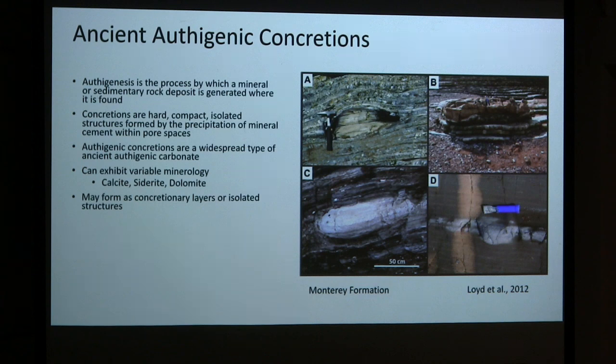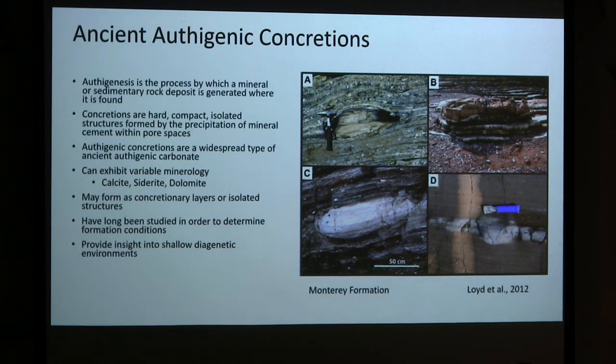They can form as concretionary layers. So we've got a layer here. Or as isolated structures, and the isolated structures themselves are what we call concretions. These are from the Monterey Formation. They've been studied for a long time in order to determine formation conditions, and studying them can provide insight into shallow diagenetic environments. We can see what was going on in these sediments that prompted the precipitation of these concretions.